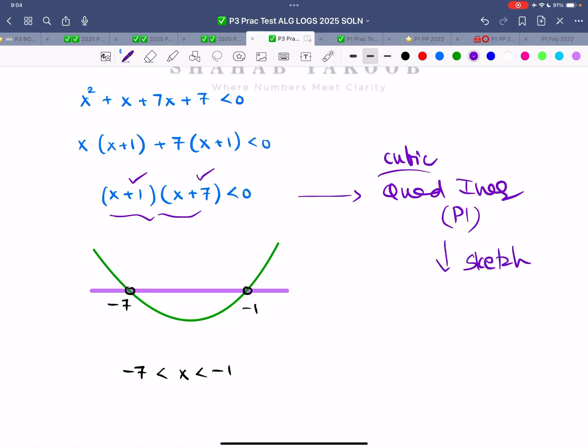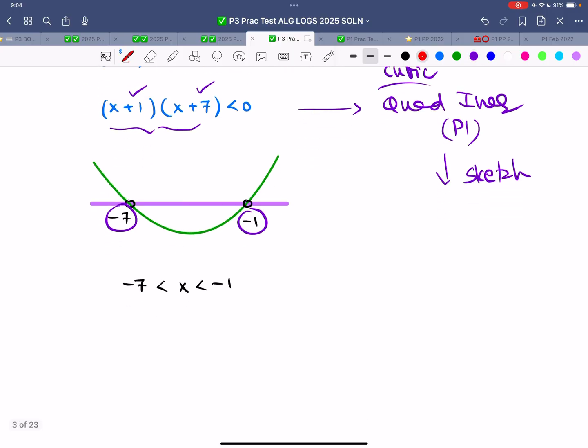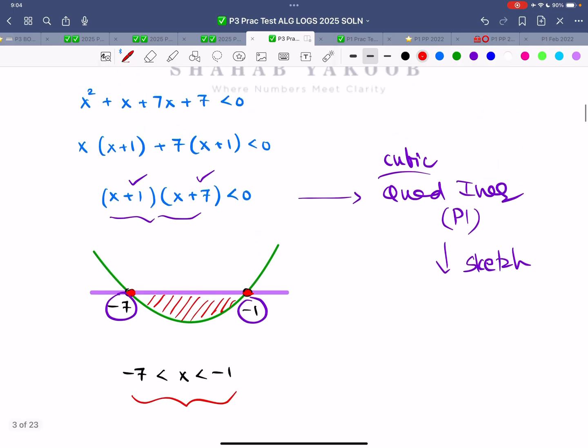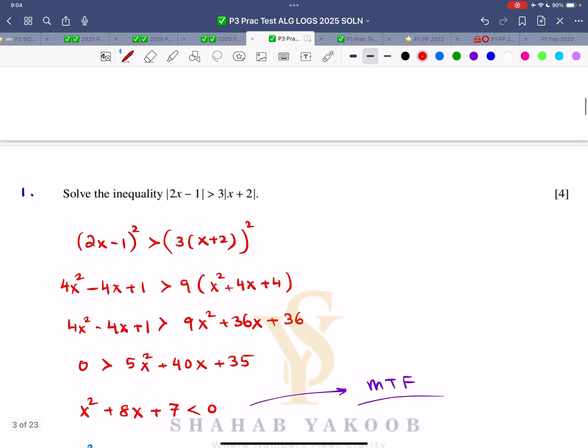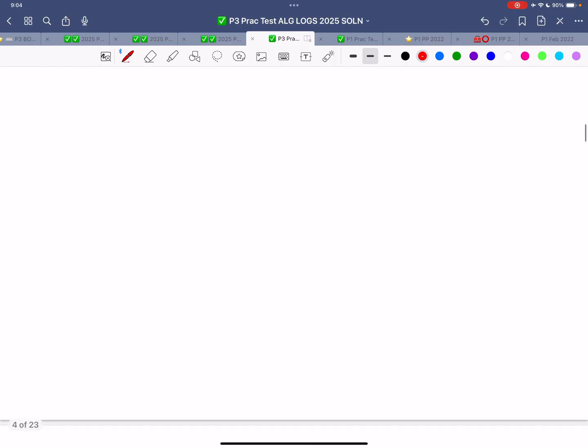Now in this sketch, all we need are the roots. So there are two roots over here. We are looking for lesser than 0. That is the region below the x-axis. That means if the values of x lie between -7 and -1, the whole thing, the product of these two, will be negative. That is how this thing is answered. So question number 1 for 4 marks is done and dusted.